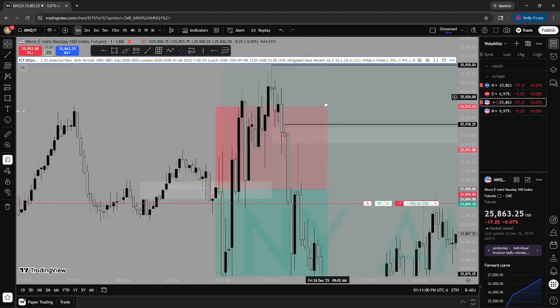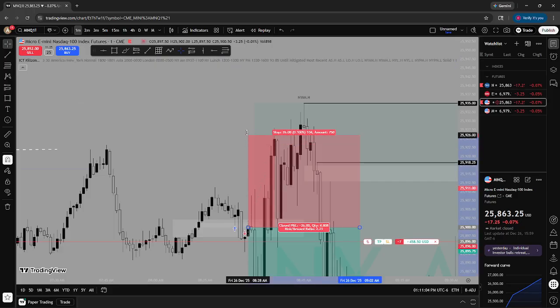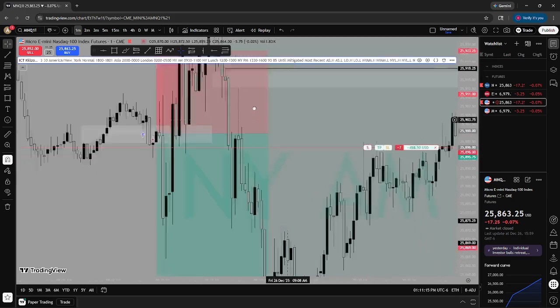So my bias was right. I don't know how I could have avoided this. I could have added a little bit extra onto my stop loss and put it right here. But either way, I would have gotten stopped, because it would have made sense if I put it all the way up here. Or I could have just waited for another sweep, which basically happened right here. But that was that first trade.